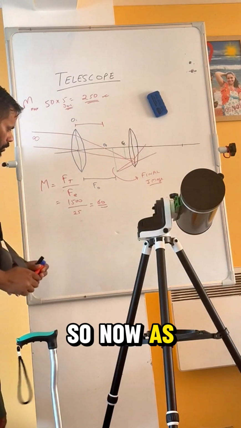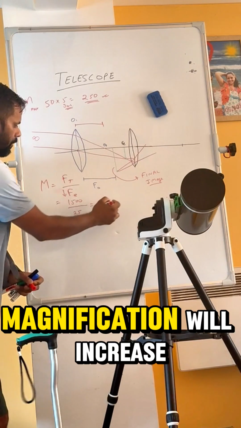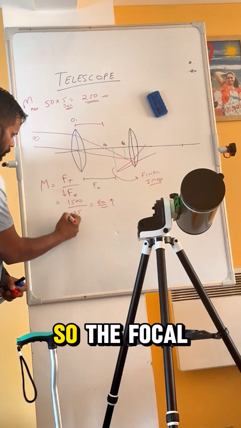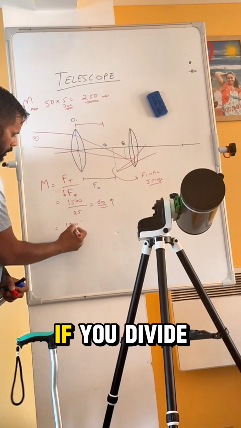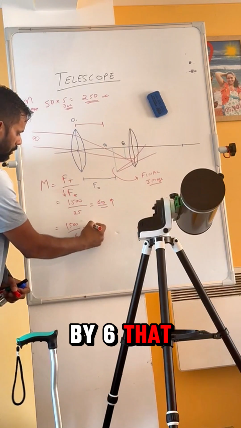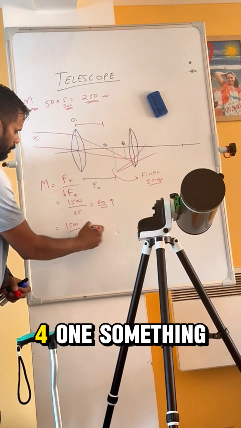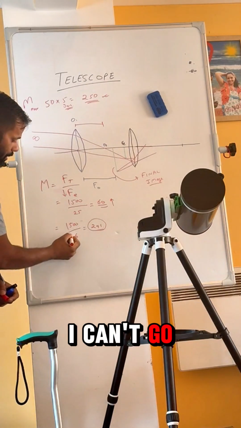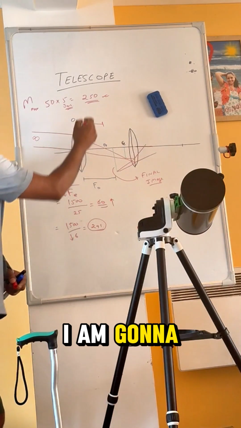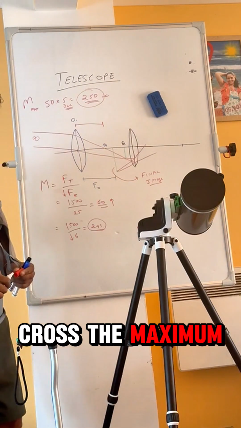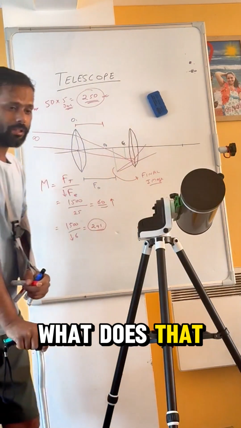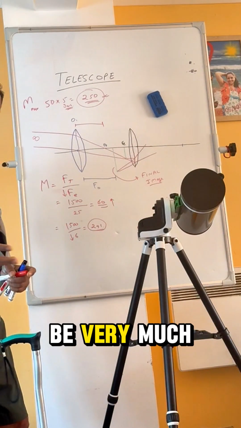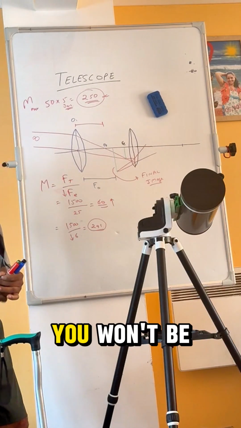Now as you lower the focal length of the eyepiece, magnification will increase. For example, if you use a 6 mm focal length, the focal length of the telescope here is 1500, and if you divide it by 6, that will be 250. So it means I can't go lower than 6, because if I go lower than 6, I am going to cross the maximum magnification. And what does that mean? What will happen if we cross the maximum magnification? The picture will be very blurry and not clear. You won't be able to see it clearly.